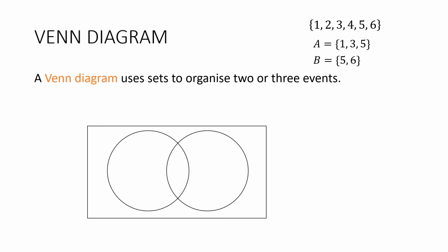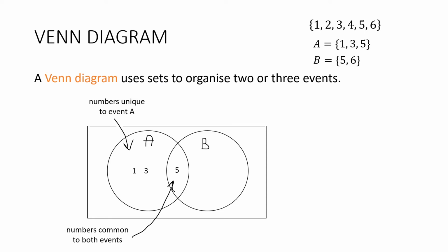Now a Venn diagram uses sets to organize 2 or 3 events. And it looks like that. So it's exactly the same as what we just did with 2 circles, but it's got a rectangle around it. We're going to use the same sample space, which is the numbers 1 to 6. So we're going to call the events A and B, and they are going to overlap. And in the center, we put numbers that are common to both events, which in this case was the 5. In this side, we write numbers that are unique to event A. Over here we write the numbers that are unique to event B.